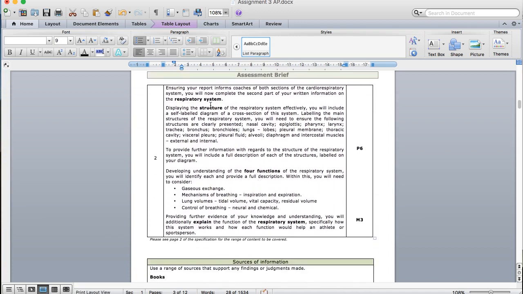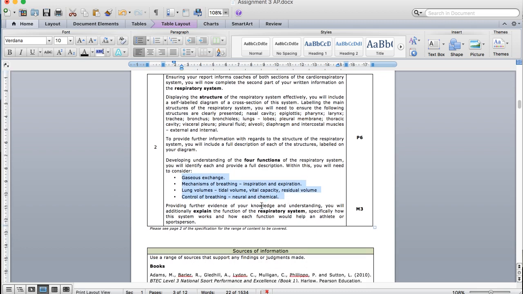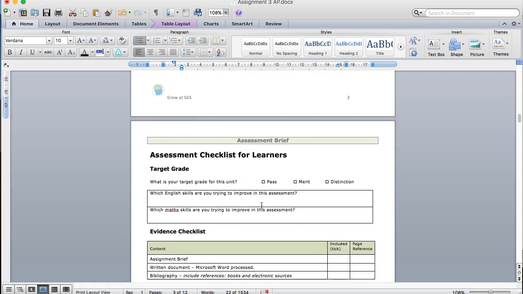You then move on to the respiratory system. Again, you need to do a hand-drawn diagram of the respiratory system and label it up. The labels consist of these here, so these are the components that you need to label up. You then need to describe and explain each of these components in detail. Finally, you'll describe and explain the functions of the respiratory system in as much detail as you can. Okay, the more detail you put, the more likely you're to achieve a merit criteria as opposed to a pass.